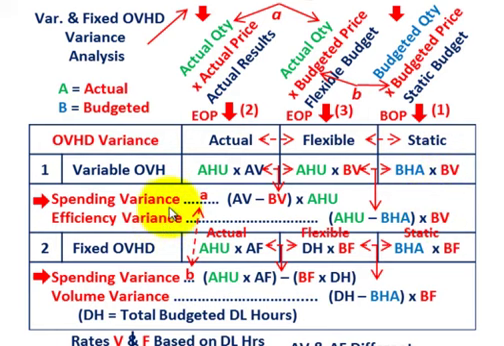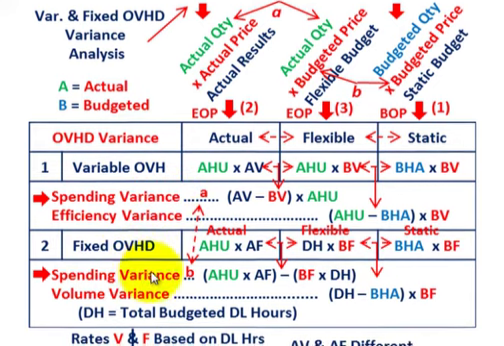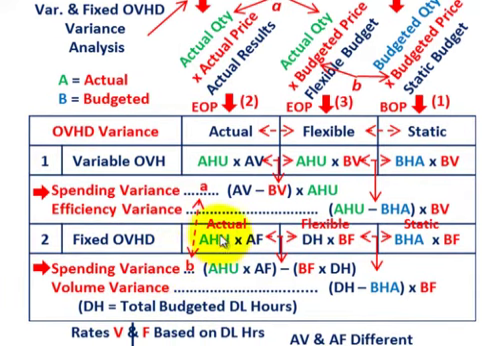Okay, so that's for variable overhead, spending variance and efficiency variance. Now for our fixed overhead, we'll look at our spending variance first. That's going to be our actual hours used times some actual fixed overhead rate. For our spending variance, we're going to compare that to our actual versus our flexible amount. Now with our fixed overhead, it's a little different for our flexible amount. We're going to be taking some denominator hours times some budgeted fixed rate.